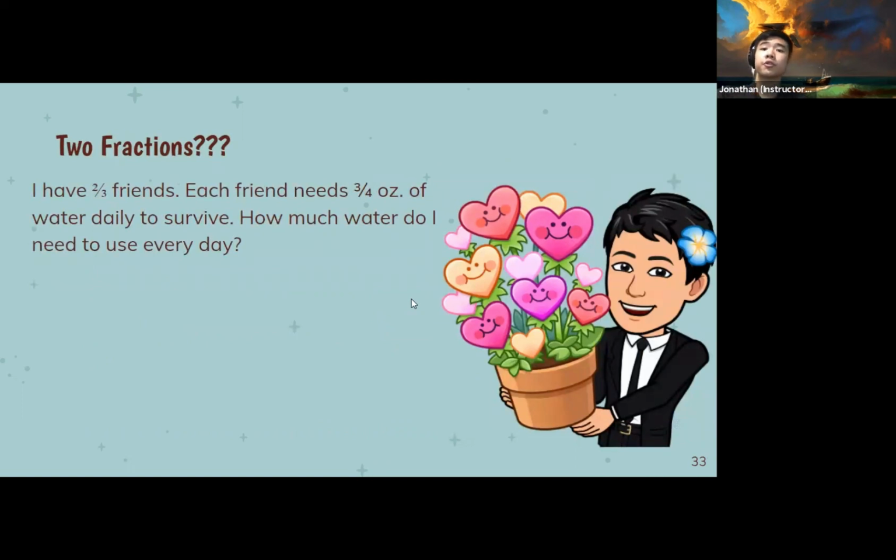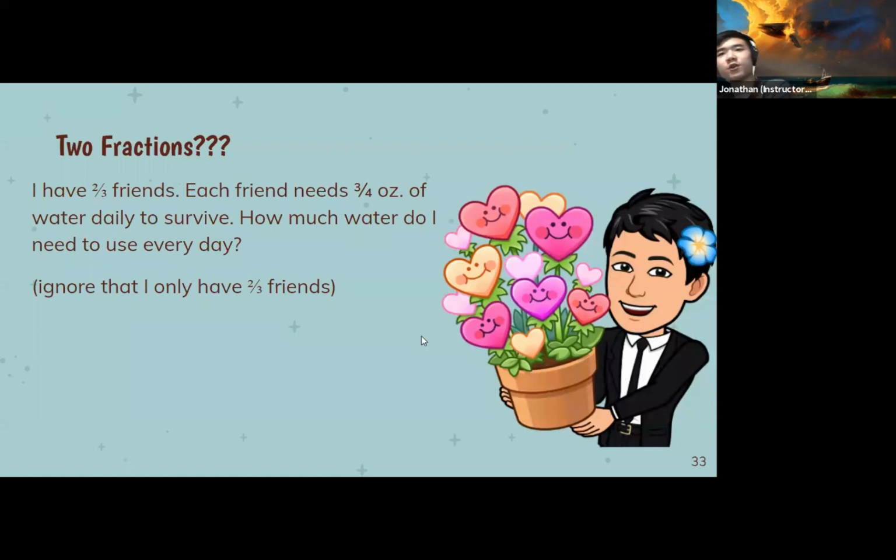So I have 2/3 of a friend, right? Don't worry about it. Last summer, I had an argument with my G5 class on what is 2/3 of a friend, but don't worry. It's just a question. So if I have 2/3 of a friend and each friend needs 3/4 ounces of water daily, how much water do I need to use every day?